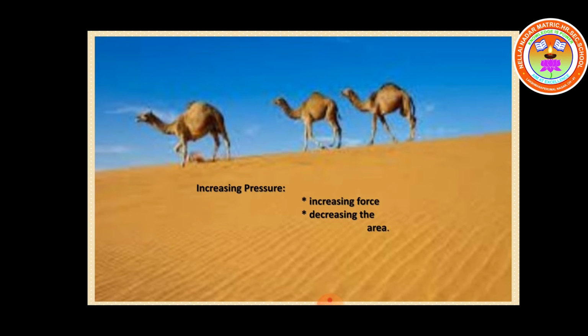And second, P and A are inversely proportional to each other. Here, when the pressure increases, the area will decrease. This is the relation between pressure, force and area. So the effect of pressure can be increased by increasing the thrust, it's nothing but force, or by decreasing the area of surface of the body experiencing the thrust.